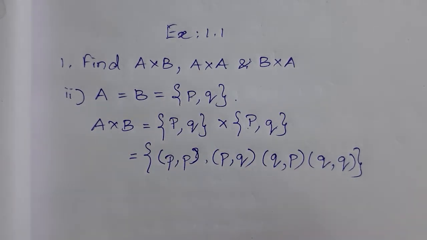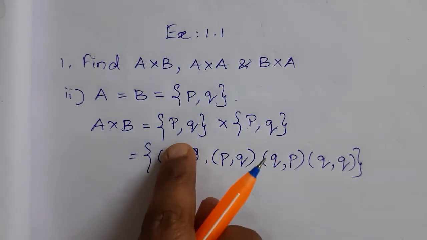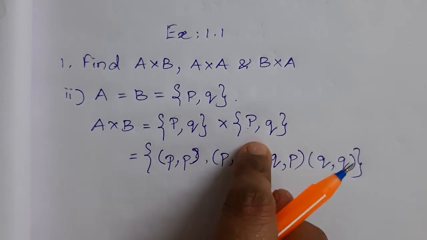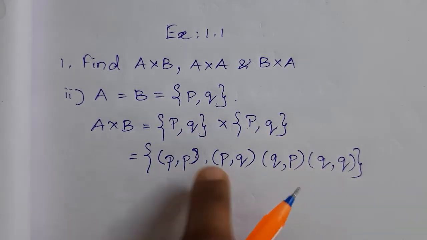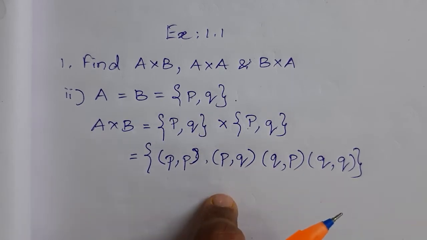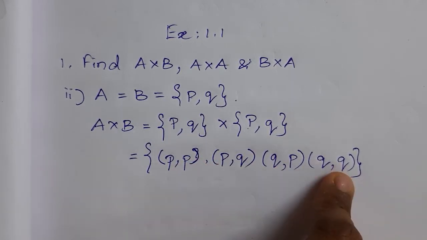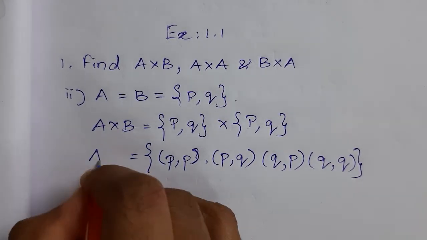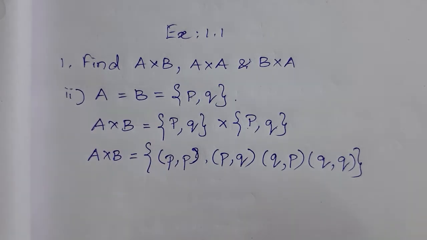If you want, you can just check. I told you about cardinality, the number of elements in A cross B. The number of elements in set A is 2. The number of elements in set B is 2. So 2 into 2, 2 twos are 4. There should be 4 elements in A cross B. If you count, 1, 2, 3, 4, there are 4 elements in A cross B. We have found all the elements. So this is your A cross B.